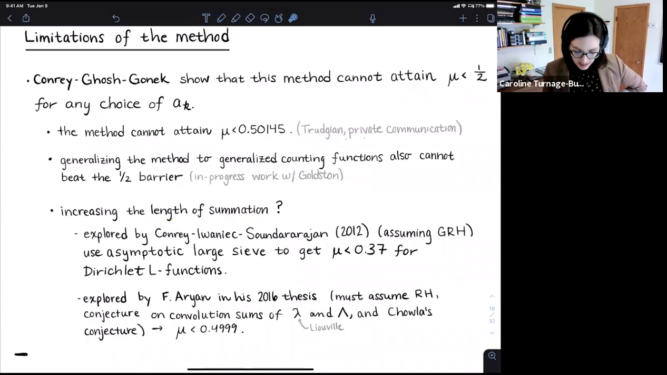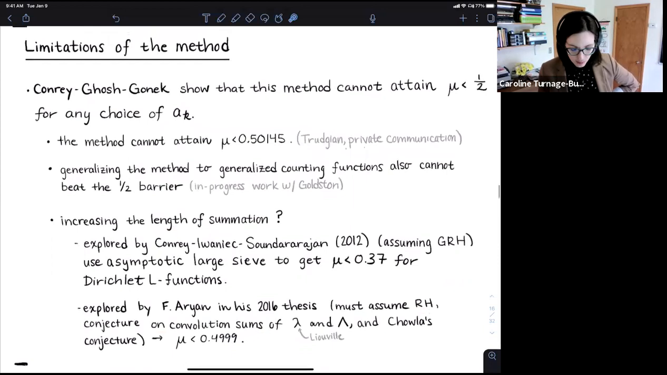And also, Arias de Reyna in his 2016 thesis had shown, well, what if you had a longer length of summation and you did this for the zeta function? Well, you can beat the 1/2 barrier with this method, but you assume lots of different things to get there. Okay, so there are ways to push the method, but then you're kind of giving up what you're willing to assume. Right.